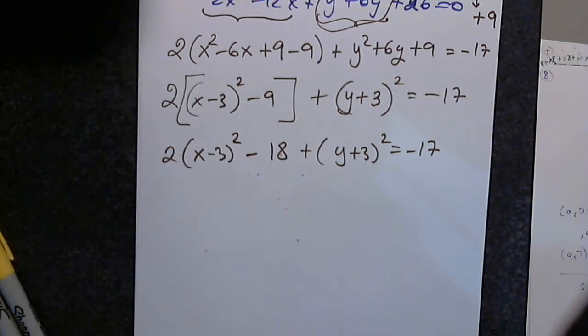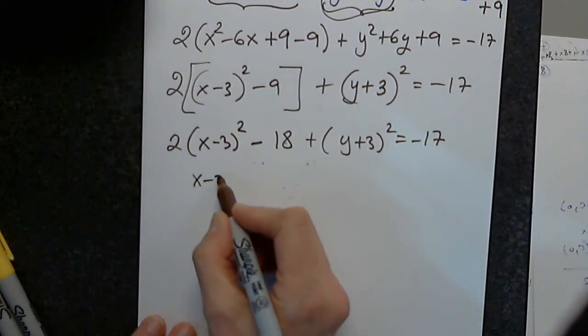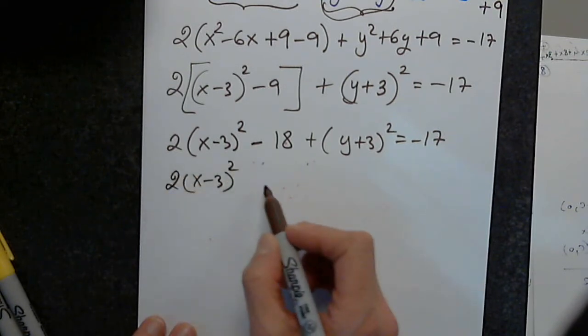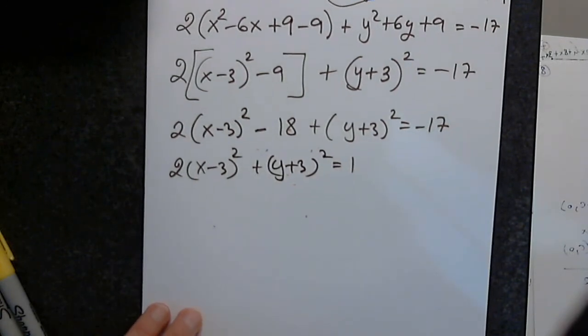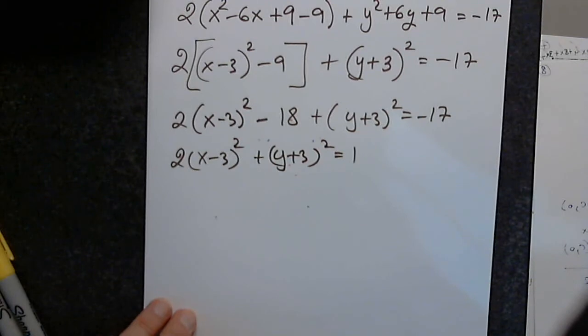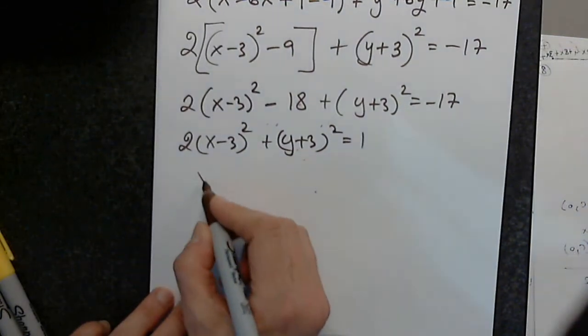Add 18 to the right side. Of course. So this is x minus 3 squared with 2 in front plus y plus 3 squared equals 1. It cannot be a circle because of the 2, but it's definitely not a hyperbola, correct, because everything is positive. So it's definitely an ellipse, but I have to write it.